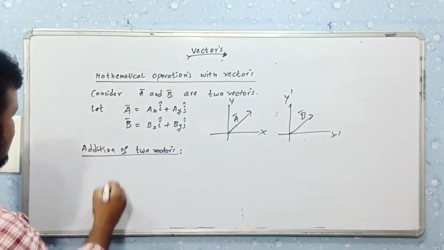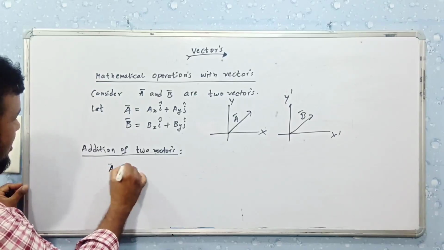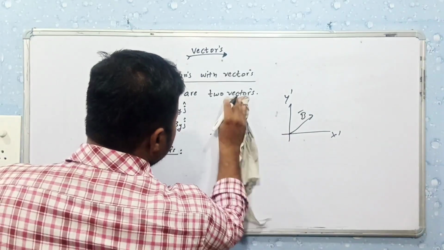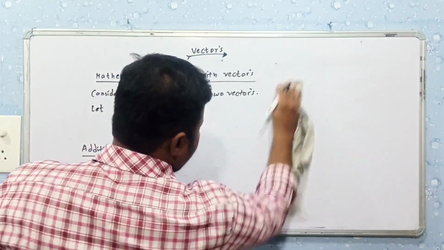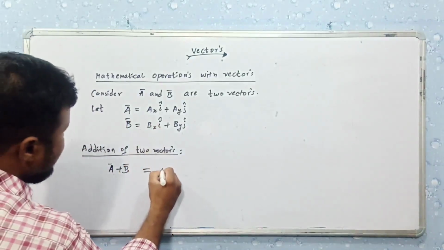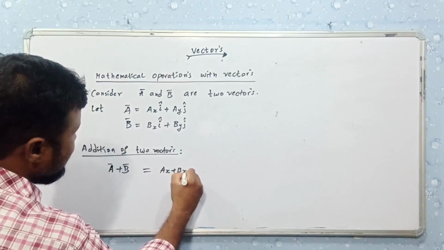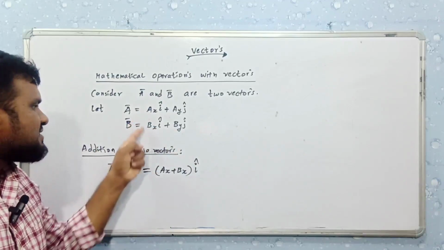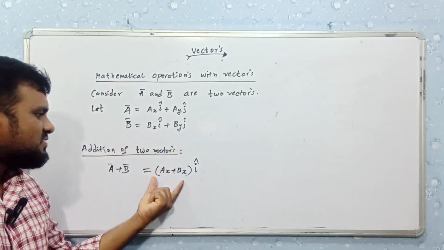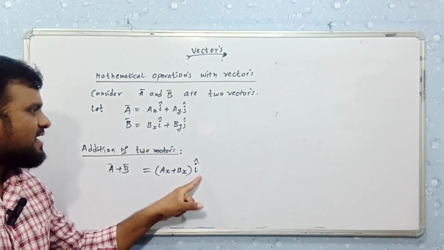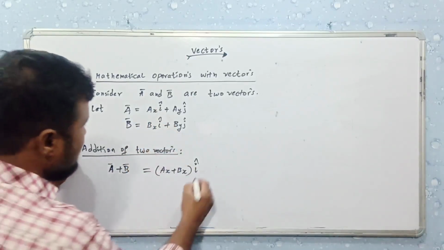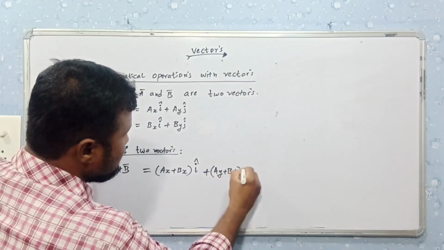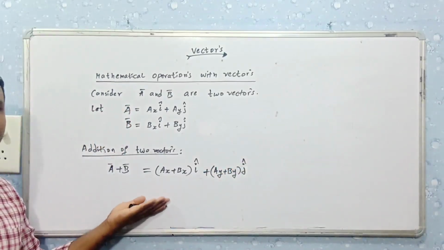We are already having two vectors. A bar plus B bar is equal to Ax plus Bx i cap. Along the x direction, two vectors are lying, so we are going to add these two components. i cap indicates the direction of these vectors, plus Ay plus By j cap. This is addition of vectors.